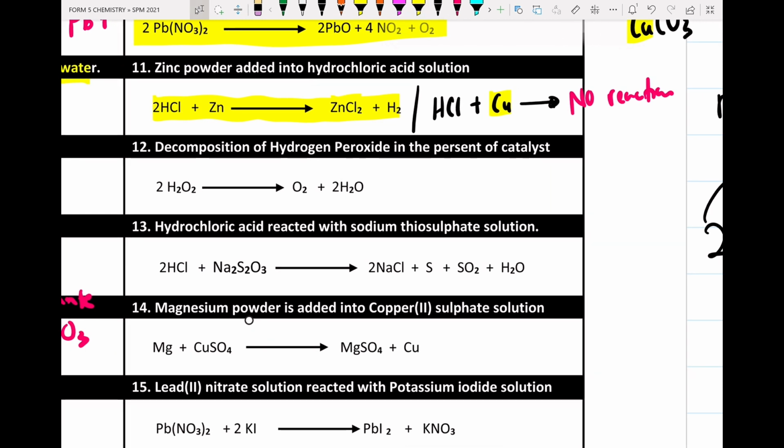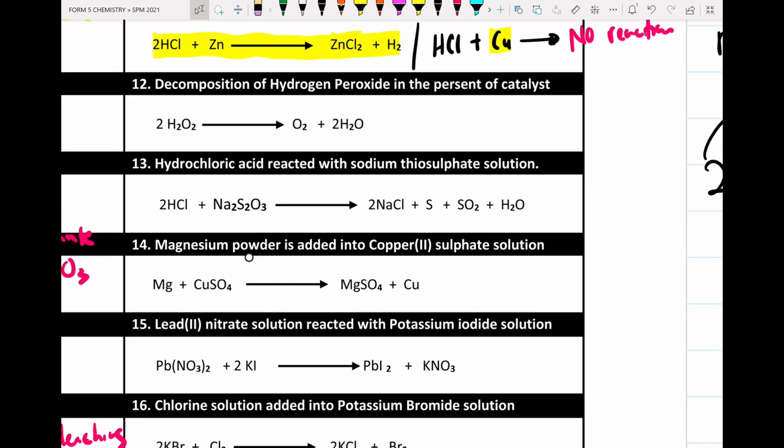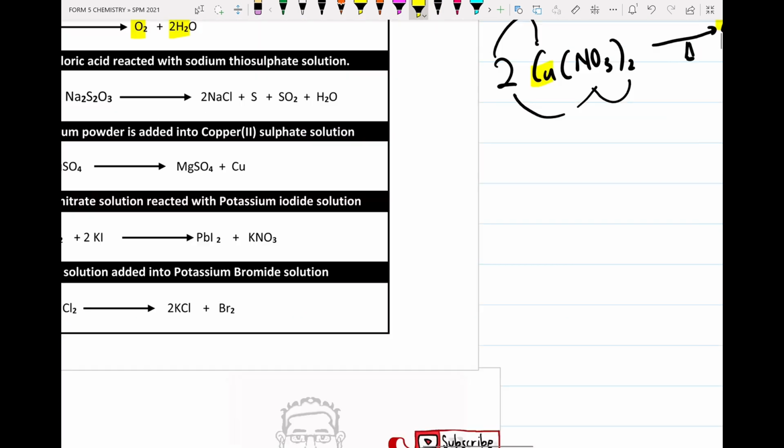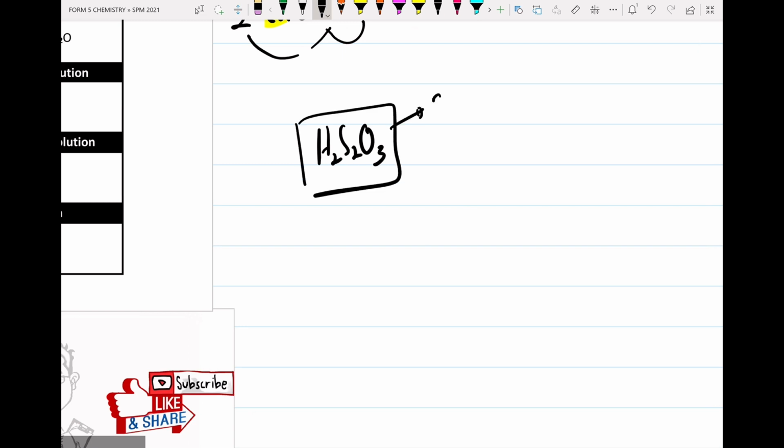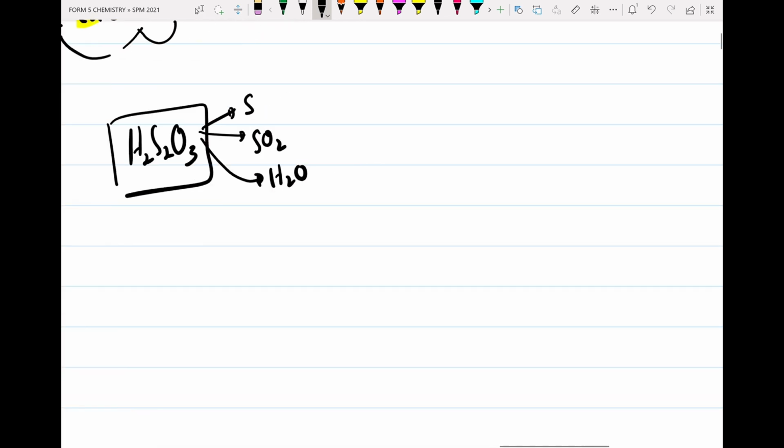All right, so next will be decomposition of hydrogen peroxide. When hydrogen peroxide decomposes, it will produce oxygen and water molecule. Next will be sodium thiosulfate. Remember, we have unstable compound. Okay, when we get unstable compound like this, thiosulfonic acid, it will rearrange to give you sulfur dioxide and water. Yellow color precipitate will form.